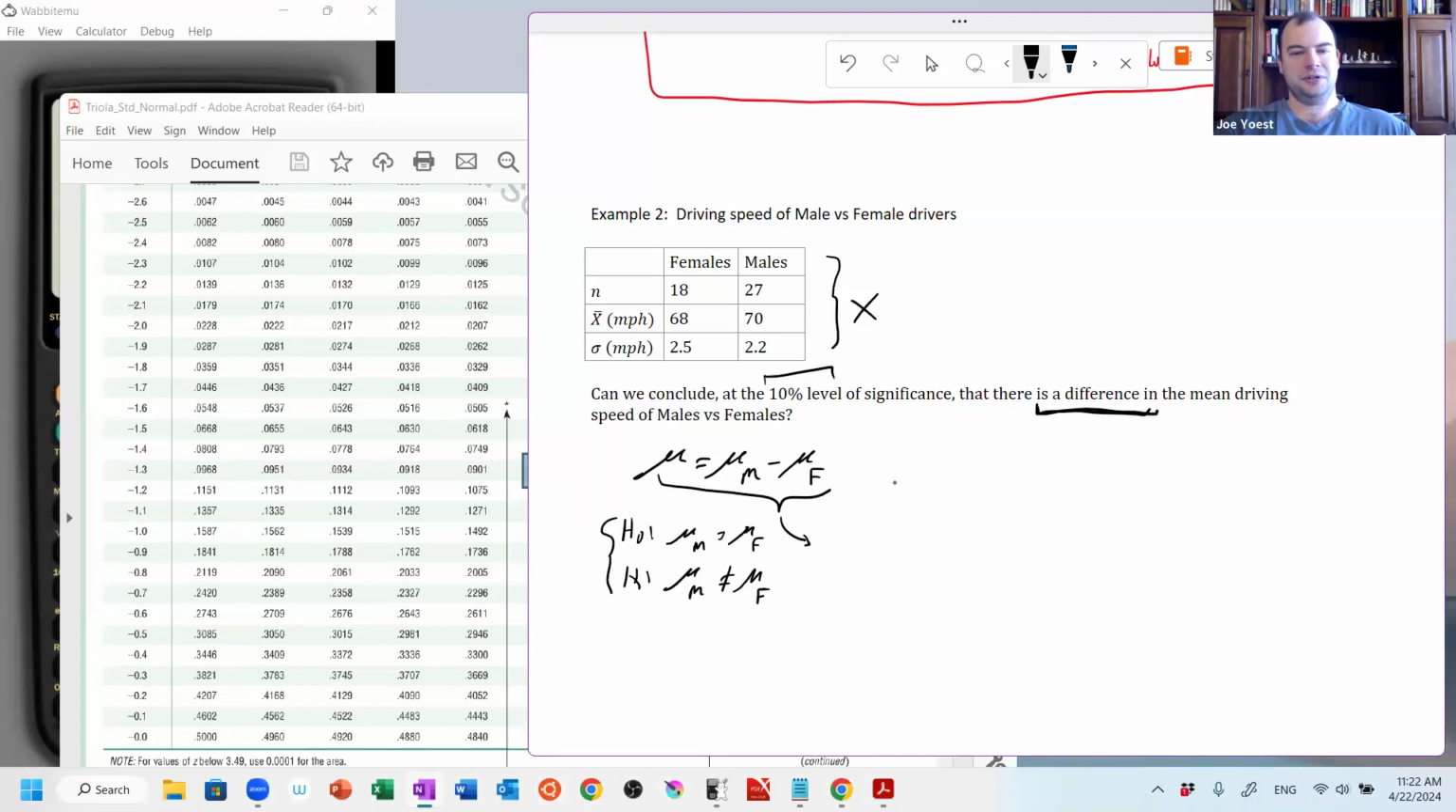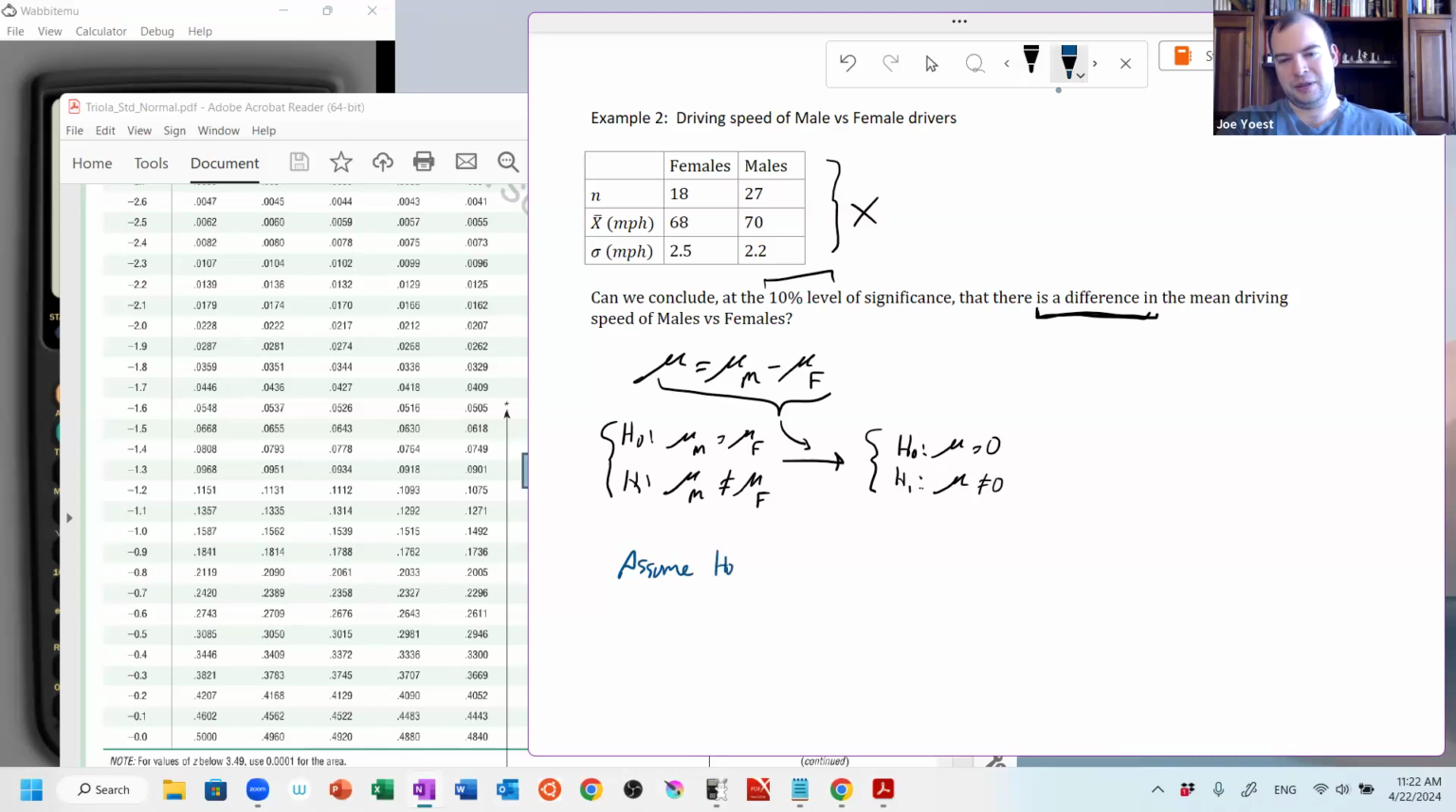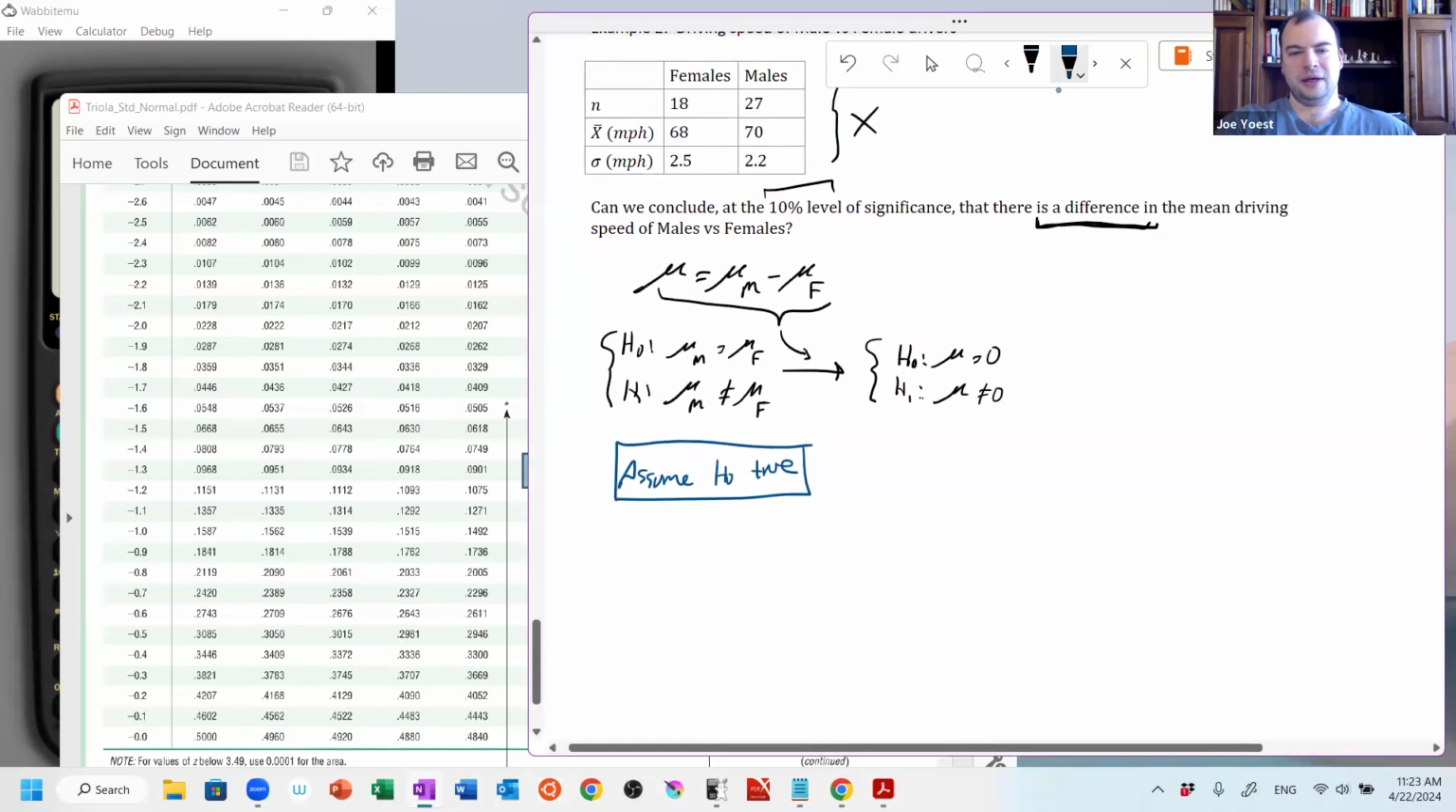And again, under this choice for mu males minus mu females, well, I suppose it doesn't actually matter here, but I would subtract mu females off of both sides. Mu males minus mu females equals 0 for the null, or mu males minus mu females not equal to 0 for the alternative. So these are my hypotheses: mu equals 0, mu not equal to 0. And here, since I did a p-value last time, I could do a p-value here, but let's do the critical value approach. So here I'm going to assume H naught is true. And I'm going to use the critical value method.